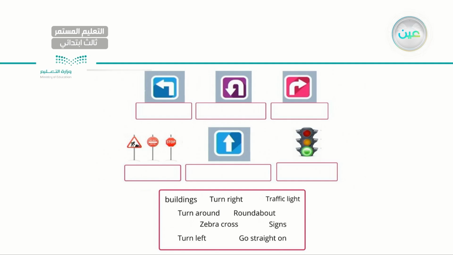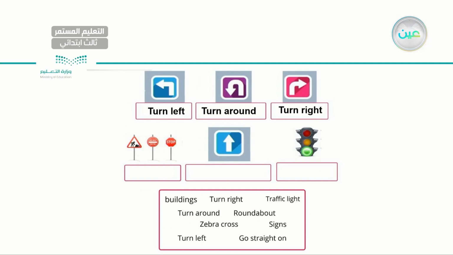So let's start with the first one. I know you can get this one because it's an easy one. The first sign means turn left. Very good. How about the one right next to it? What do we have? Turn around. Very good. Turn around. Or we might say make a U-turn. Okay? How about the next one? This is an easy one. Very good. Turn right.